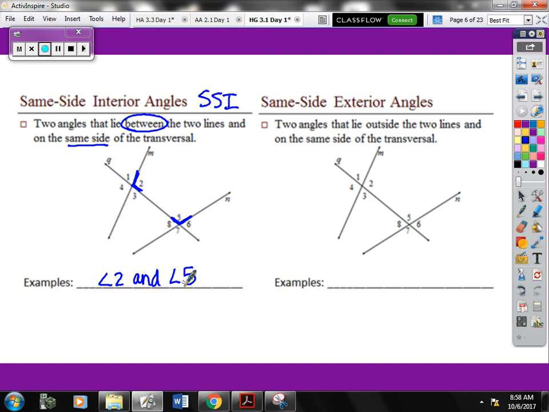The other pair would be, Marquise? Angle 3 and 8. Good. 3 and 8 are also same side interior.